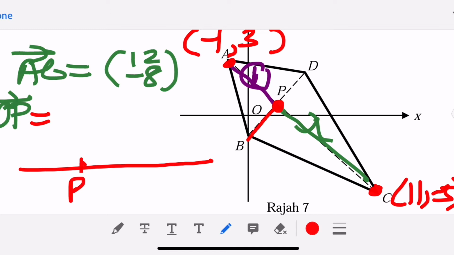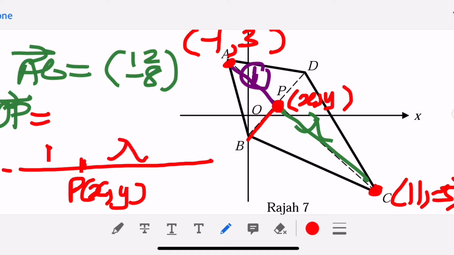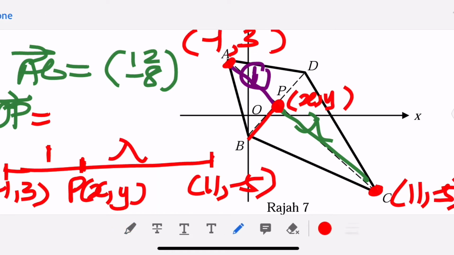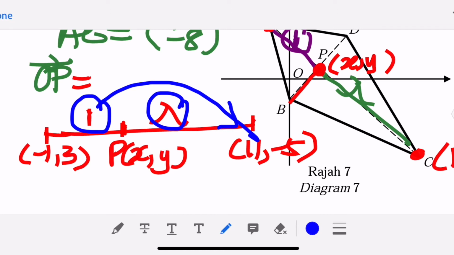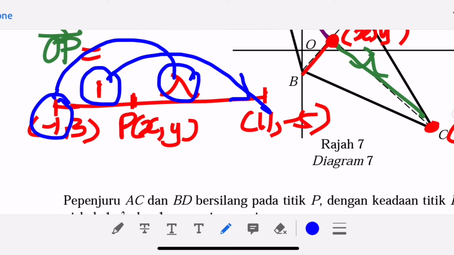Here P is x, y. We are not sure what OP is. We have the ratio 1 here, and lambda here. P divides the line internally. This is negative 1, 3. This is 11, negative 5. Now let's use the ratio theorem to solve this. Then we convert to vector. This one will be multiplied by 11. Lambda will be multiplied by negative 1, over the total ratio 1 plus lambda, right?